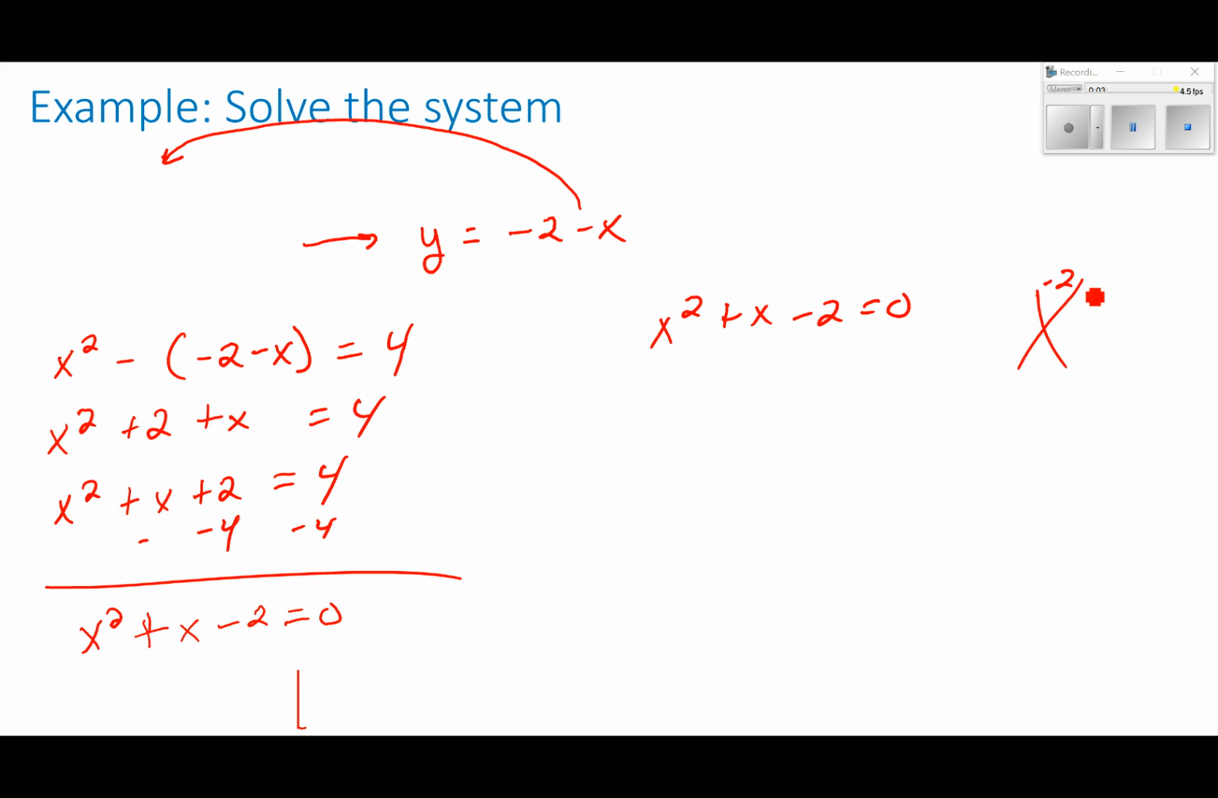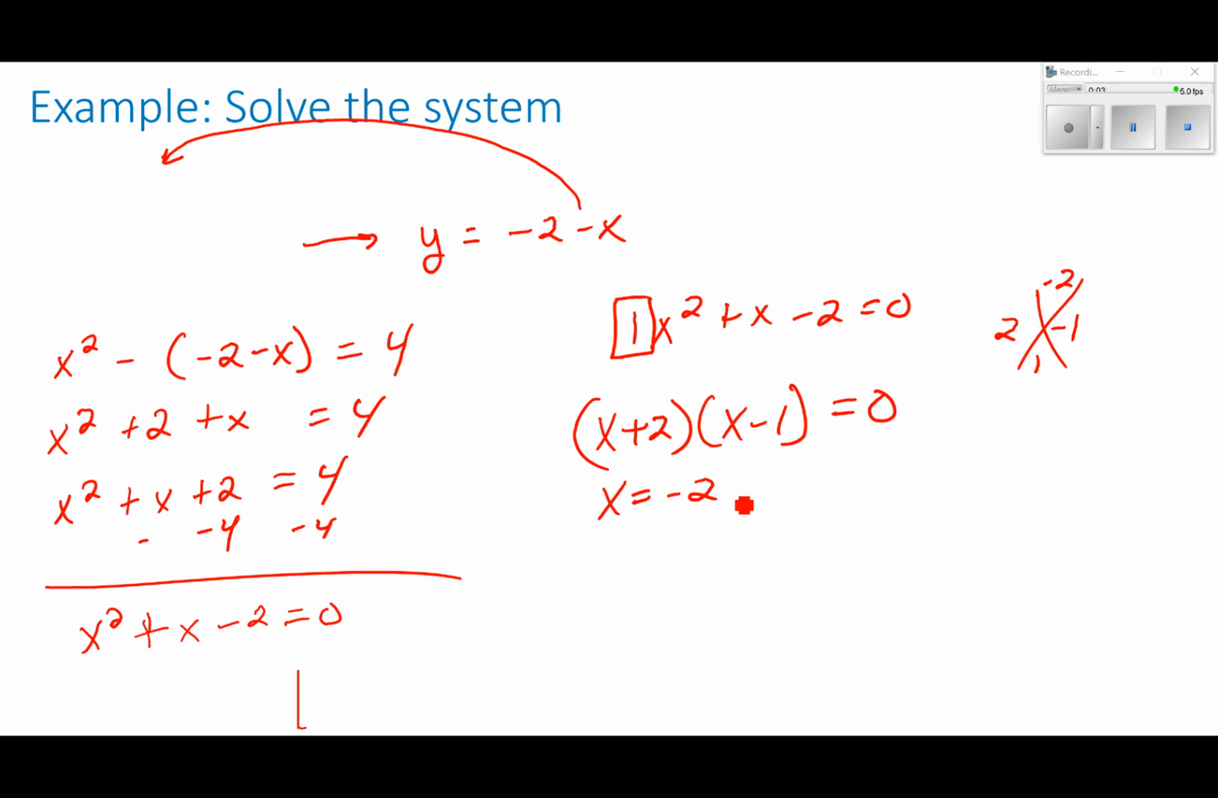So two numbers that multiply to get negative 2 and add up to be 1. Well, I could use 2 and negative 1. Because my a term was 1, I can immediately jump to say this is x plus 2 and x minus 1 equals 0. So my solution is going to be when x is negative 2 and also when x is 1. So those are the two x's that we're going to be working with.